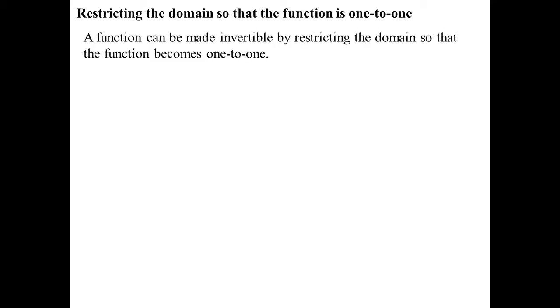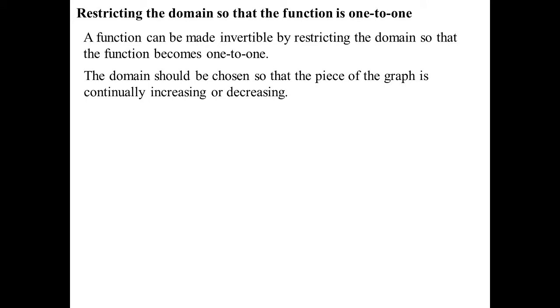So what we end up doing is we restrict the domain of the original function to create a situation where the piece of the function that we're playing with would have a one-to-one relationship. You basically want to choose a domain so the piece of the graph you've chosen is always increasing or always decreasing. In other words, it never turns and comes back down, because as soon as it turns and comes back down, it's going to fail that horizontal line test.